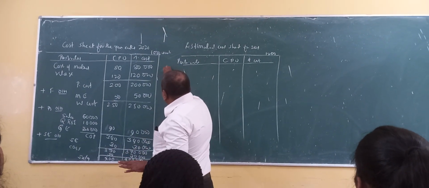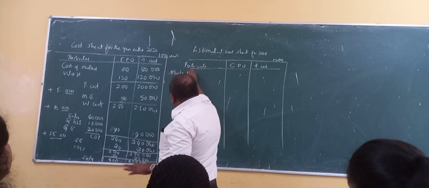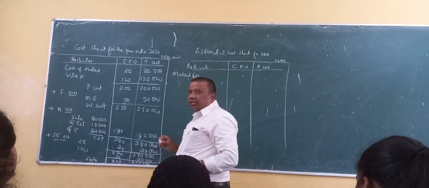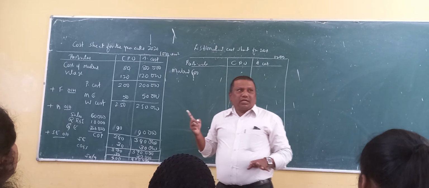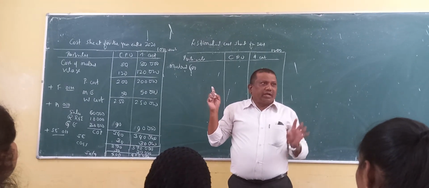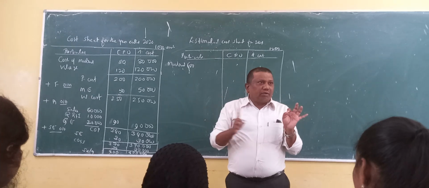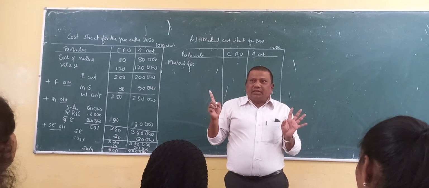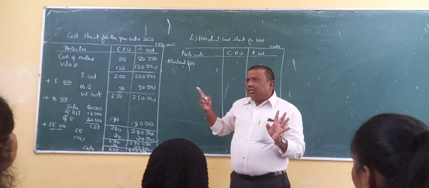Material, right? Yes, sir. We have material 80 last year. Now it is increased by 20%. Last year we have 80 per unit. We are paying 80 rupees per unit last year. Now what are they telling? 20% increase.